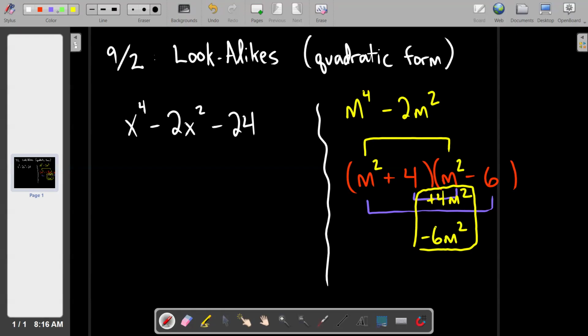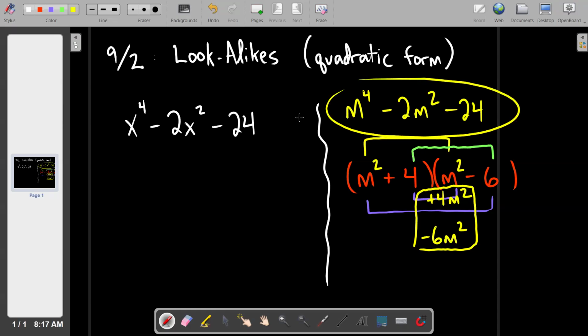And then, of course, we can do the ones on the back. I'll use, I guess, green for this. We knew this already. What is 4 times negative 6? And there you have it. So by buffing those m's, we've enabled ourselves now to create a lookalike. That's what this thing in the yellow is called. That's a lookalike. And again, it's in what we call quadratic form.